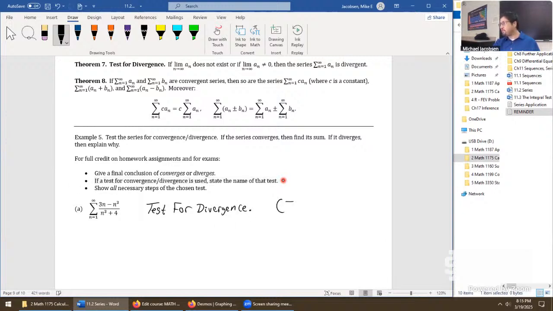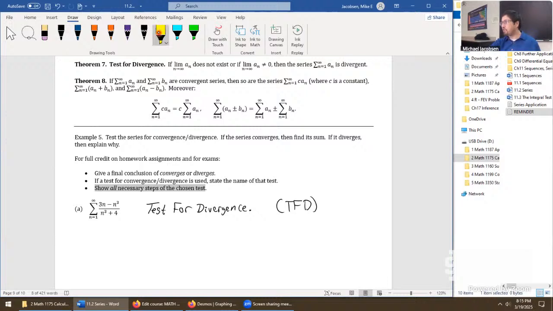If you're a fan of acronyms, you can say TFD, test for divergence, and that would always make sense. In the test for divergence, we can't just say diverges and move on. We have to show all necessary steps of the chosen test, but it isn't really much. We just take a limit, see what happens to the limit. In this case, it will exist, but it's not zero. So this is showing the actual steps of the test.